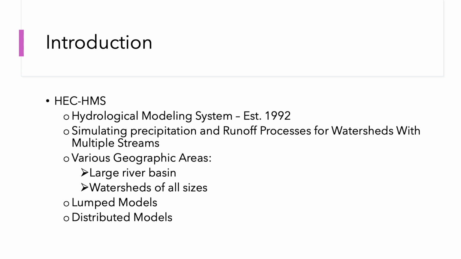HEC-HMS is a hydrological modeling system. It was created in 1992. This modeling system can simulate precipitation and runoff processes for watersheds with multiple streams. It can model large river basins and watersheds of all sizes. This wide variety is one of the reasons people use HEC-HMS. It can also create lumped or distributed models as well.